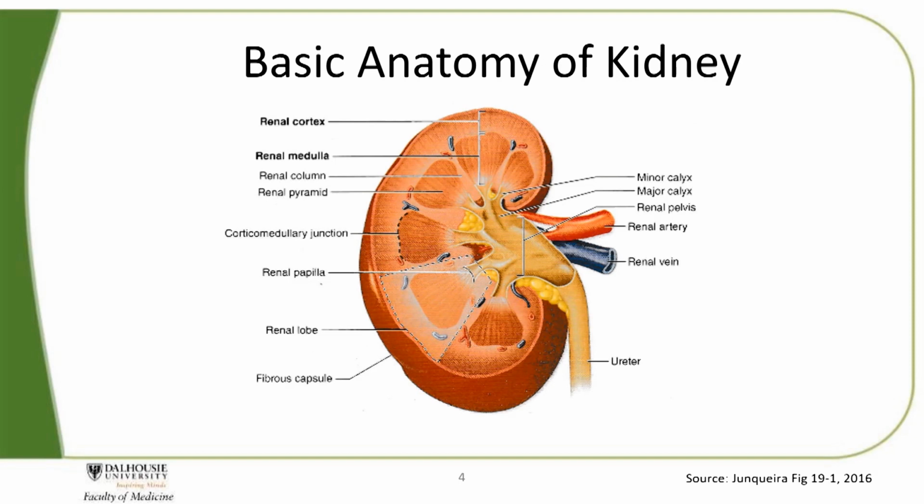This is a drawing to remind you of basic kidney anatomy. The structures you should know for today's video are the renal cortex, which is the outer portion of the kidney. The renal medulla is the inner portion of the kidney. The fibrous capsule is the connective tissue covering of the kidney. Here on the right, you have the renal pelvis, which is where the urine enters prior to entering the ureter. And of course, here is the renal artery and the renal vein.